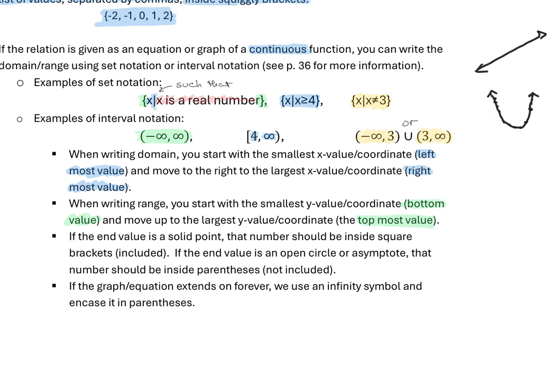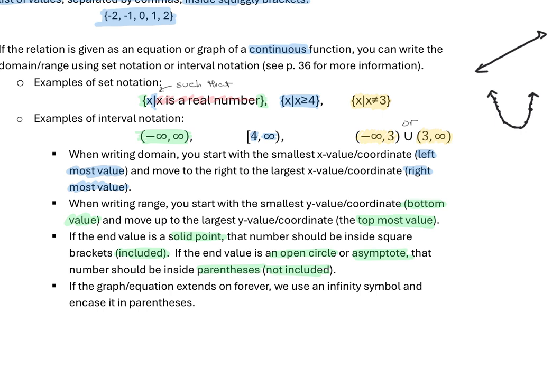If the end value is a solid point, that number should be inside square brackets. It is included. So solid points are included. If the end value is an open circle or an asymptote, we'll talk about these ones later, then it is not included, and we use a parenthesis.